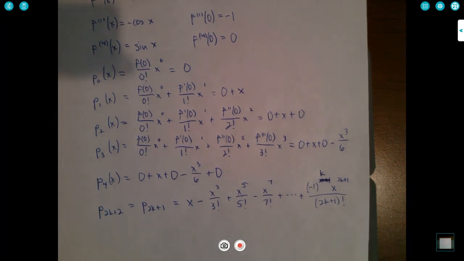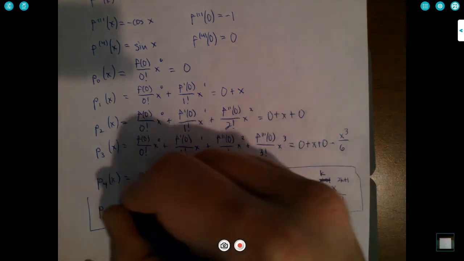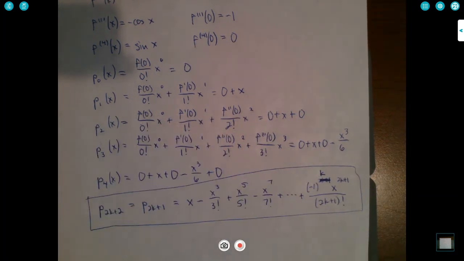So there you go, right? That's the Taylor polynomial for sine. Okay, let's do another one. Let's do the Taylor polynomial for cosine.